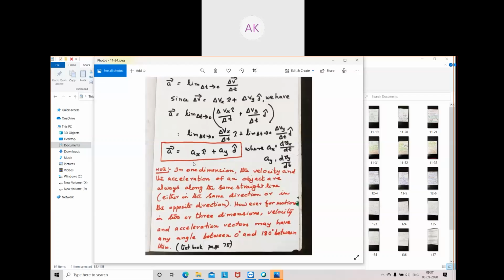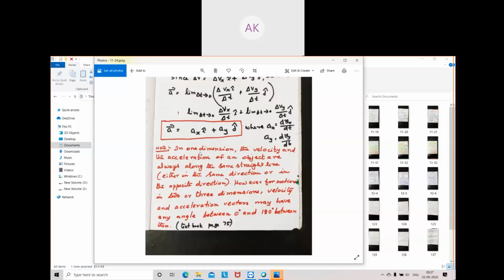Okay, an important note is given. In one dimension, velocity and the acceleration of an object are always along the same straight line. So in one dimension we have studied that the velocity's direction and acceleration direction will be the same. Why? Suppose a body is moving along the x-axis. What is the velocity's direction? Along the x-axis. What is the acceleration direction? Along the x-axis. Both are in the same direction, not changing direction at all.